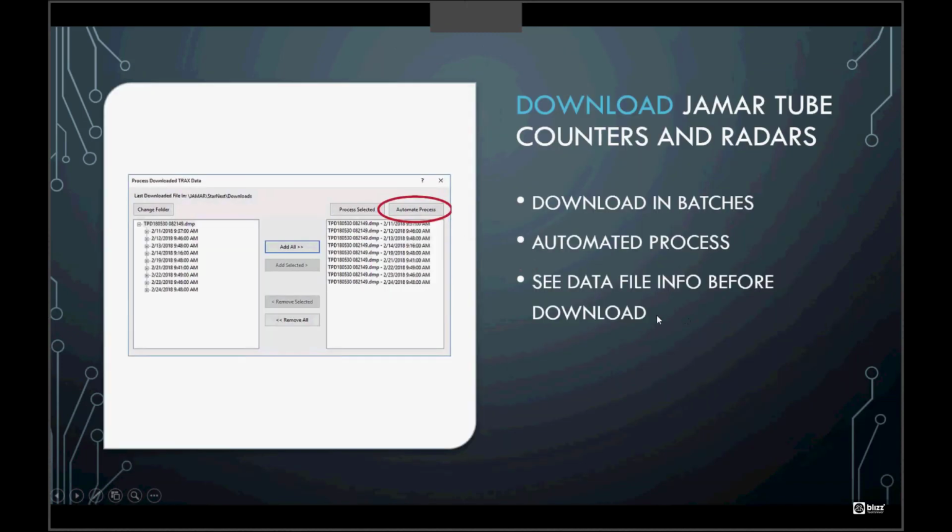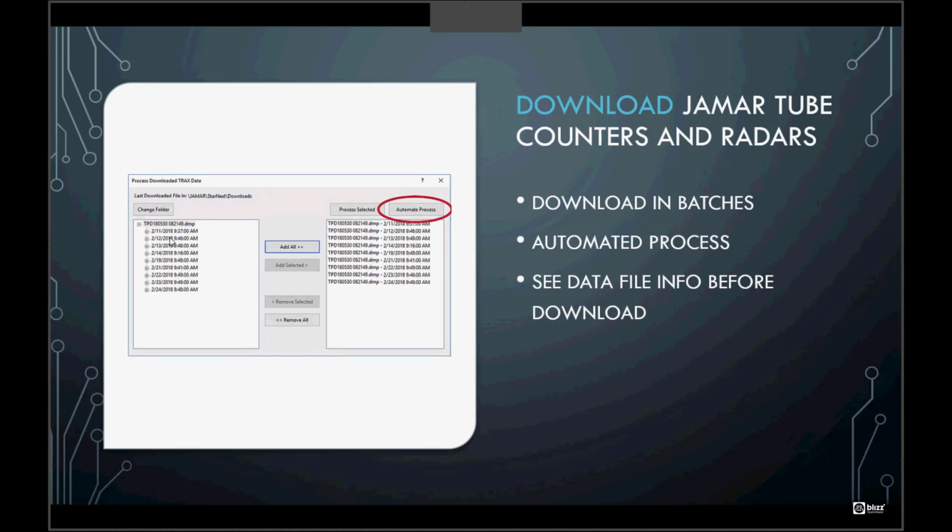The next thing that you're going to know STARnext for is the downloading of the JAMAR, both tube counters and the radars. This little screen here on the left is a tube counter download example where one of the issues we ran into with TraxPro over the years was larger organizations doing a large amount of files and having to download a lot of them at a time, and it wasn't as convenient as it could have been. Now with STARnext, you're going to plug in your tube counter, and it's going to show you every single file that's in that counter, and you're even going to be able to click one of these little plus signs and see individual information about the data file.